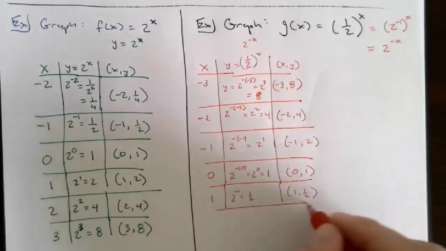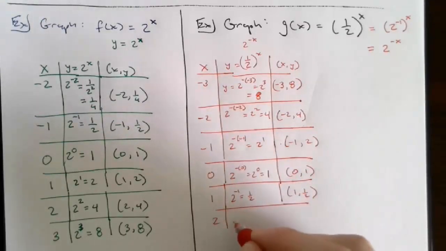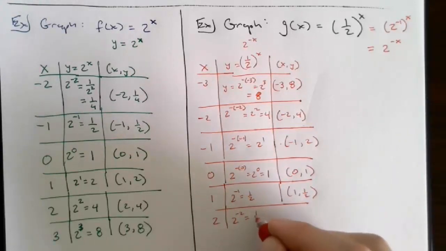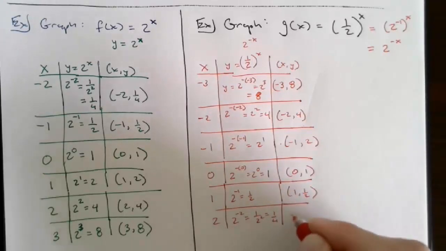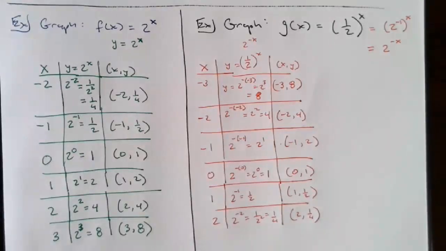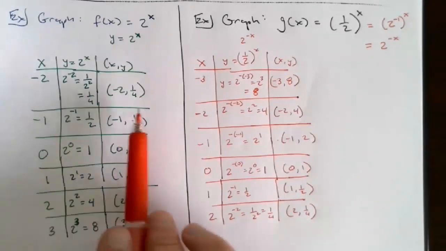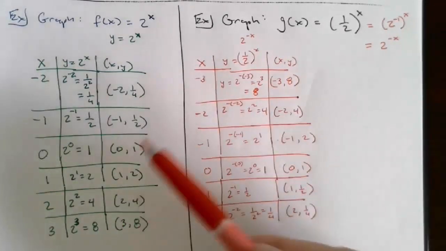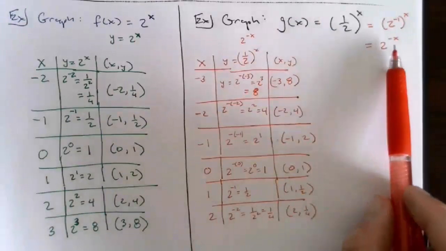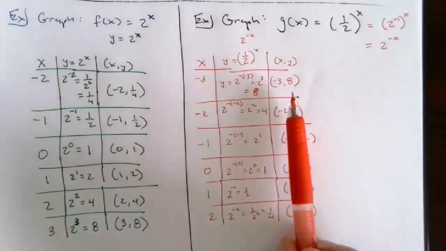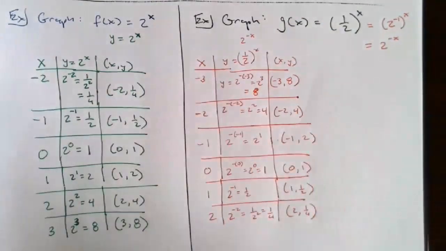And then the last point I'll look at is 2. So we have 2 to the -2, which is the same as 1/2 squared, or 1 over 2 squared, which equals 1/4. So we'd have the point 2, 1/4. Something to notice here is that the points that we just found correspond to the ones we had before. It's just a reflection. The negative on the x really just changed where the y values would be associated.